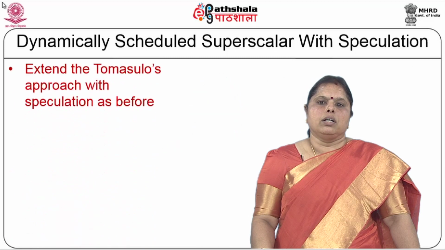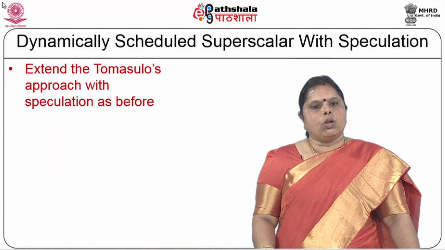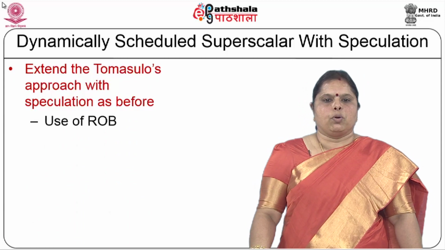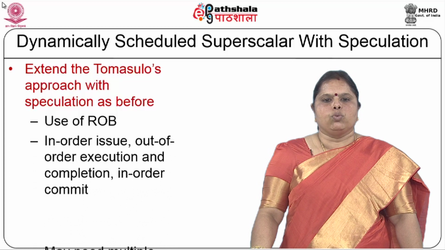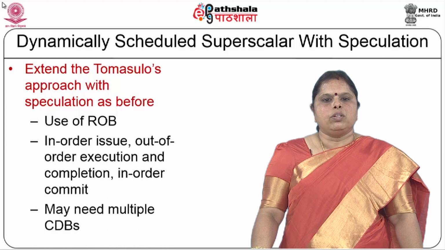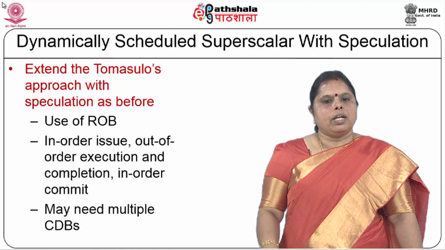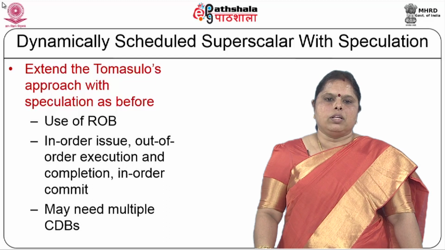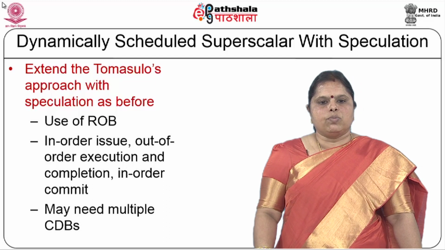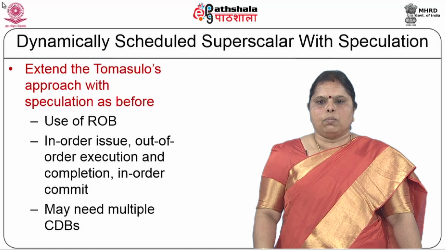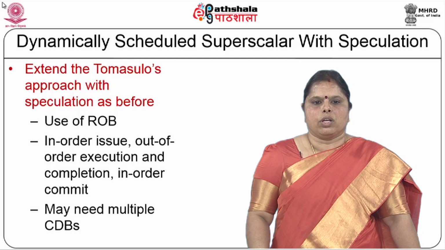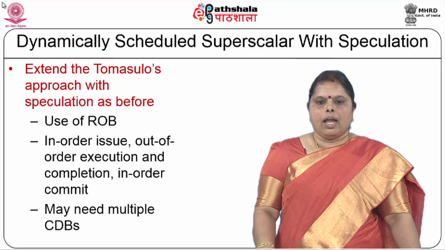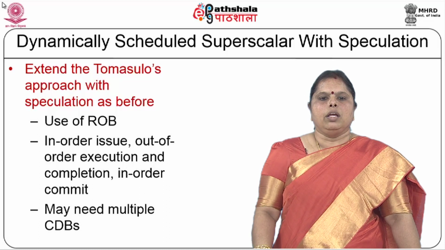Now when you look at support for speculation, you know that you can always extend Tomasulo's approach with speculation, as we did in the case of a single issue processor. In which case you will have to make use of a reorder buffer. The reorder buffer is going to store the results from the time an instruction is executed to the time an instruction commits. Only when the turn for an instruction's commit arrives, you are going to transfer the value that is available in the reorder buffer into your registers or your memory location. So we are looking at an in order issue, an out of order execution and completion, and a strictly in order commit.